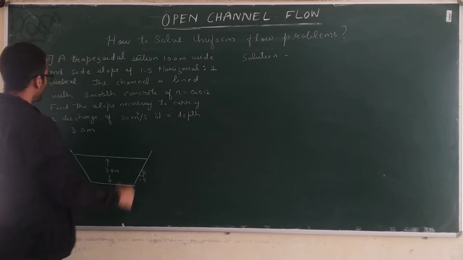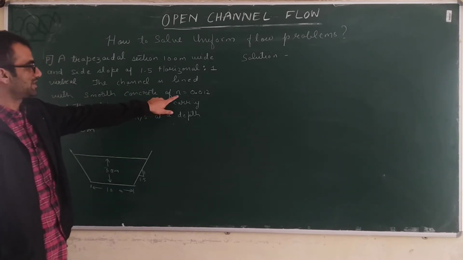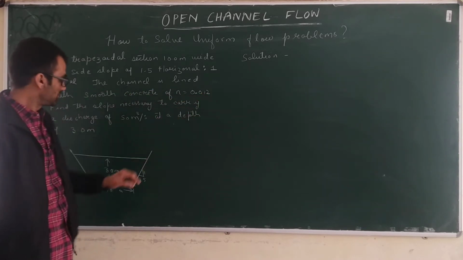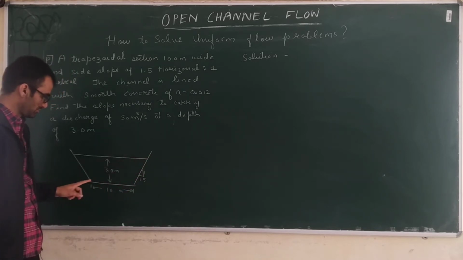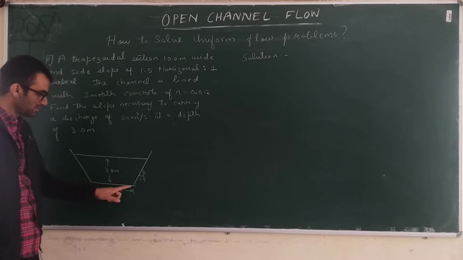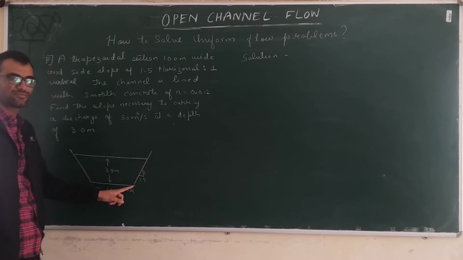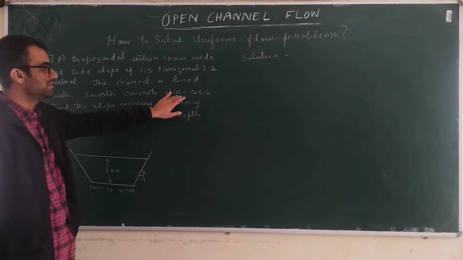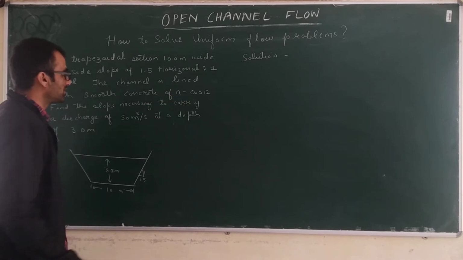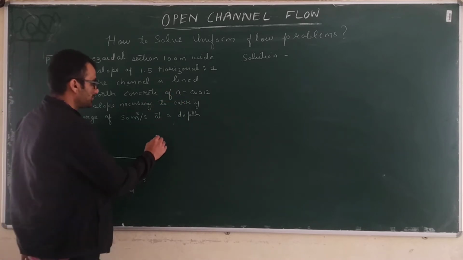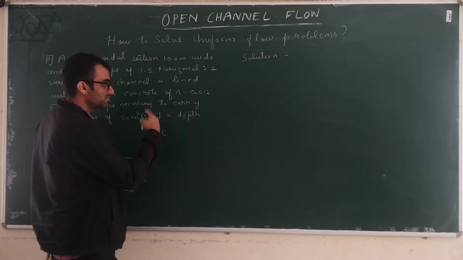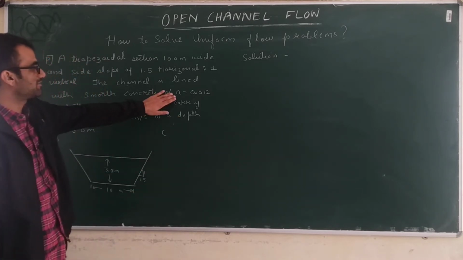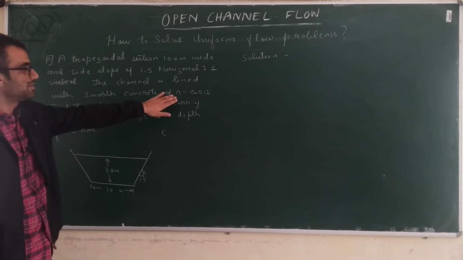The channel is lined with smooth concrete of n equal to 0.012. So we know what is the material of lining, so we know the roughness constant. Which constant? Small n is the Manning's constant. If we were given C, value of C, this is the Chezy's constant, then we would have used Chezy's formula. But now we are given Manning's constant, so we will use the Manning's formula.